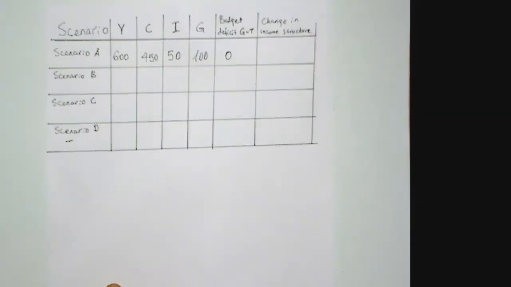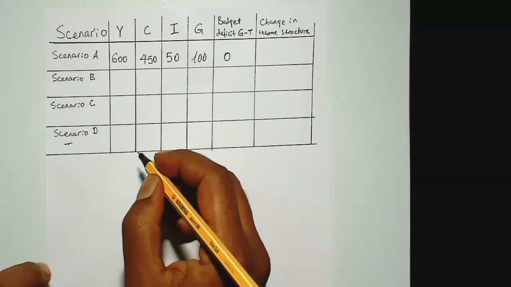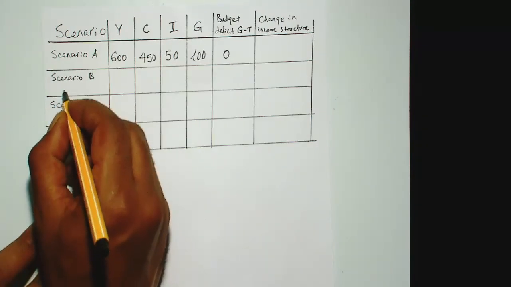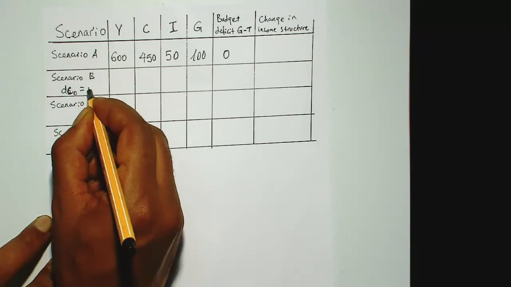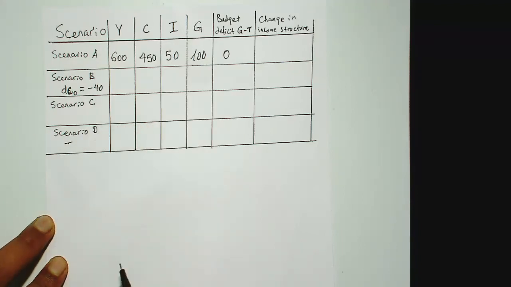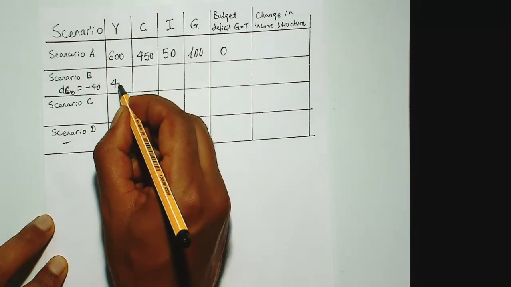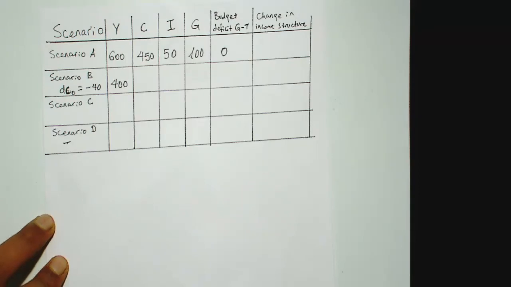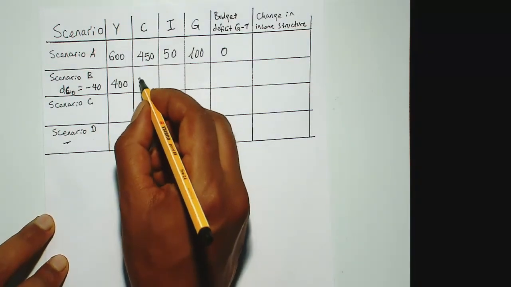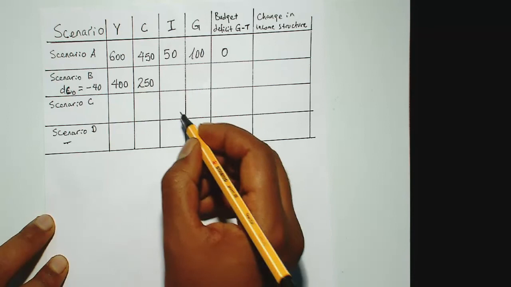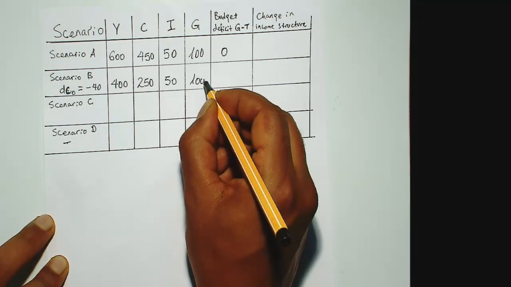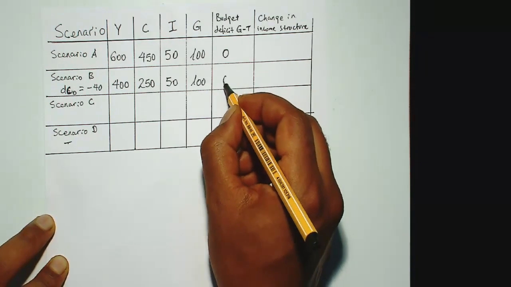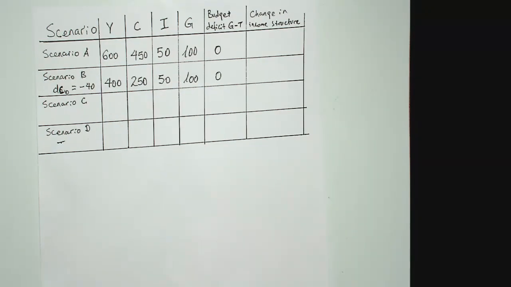With the values that we have just secured for scenario B, we would fill out our table, and scenario B is to be indicated as ΔC0 equal to minus 40 units. In our scenario B, we had less income, 400, less consumption, 250, investment remains the same at 50, and government expenditure remained at 100. And our budget deficit is again 0.